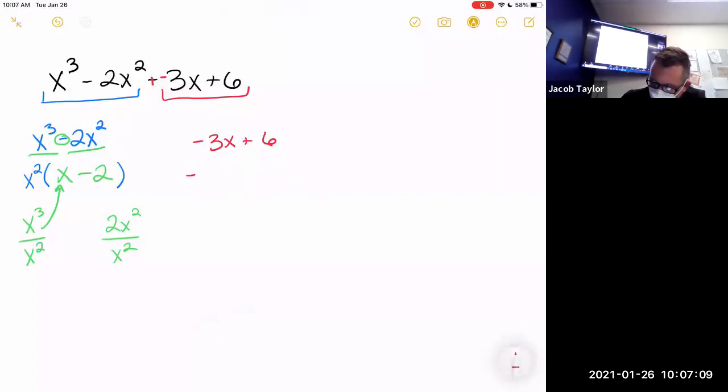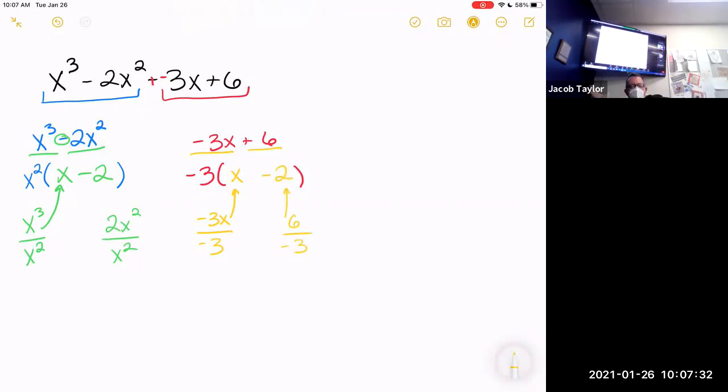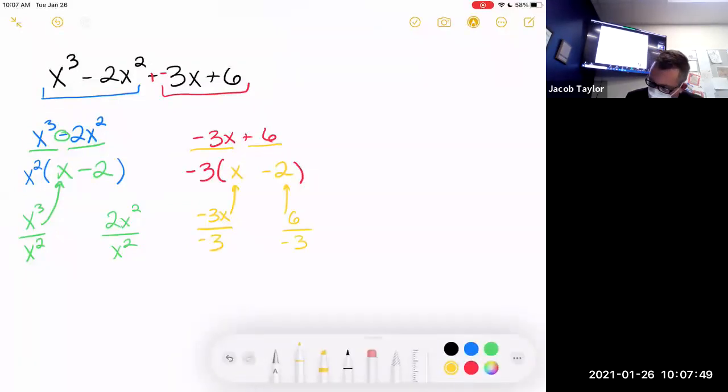So instead of 3, we're going to factor out negative 3 as the greatest common factor. So negative 3x divided by our greatest common factor of negative 3 just gives us x. And 6 divided by our greatest common factor of negative 3 gives us negative 2. And now the two sets of parentheses are the same. If it starts with a negative, you need to factor out the negative. Now, obviously, if it just has a minus sign in it, that's no big deal. We've been doing those for a while. It's only if the group starts with a negative that you need to factor out the negative.